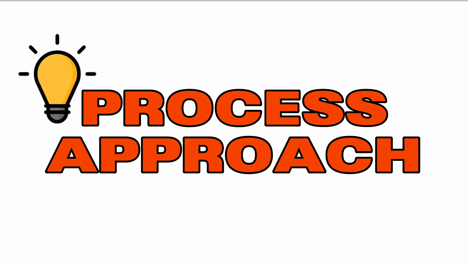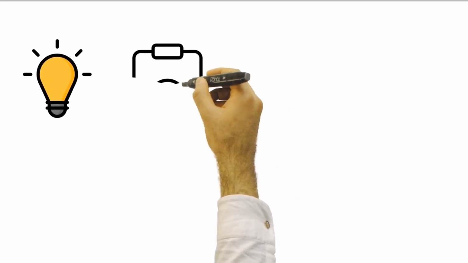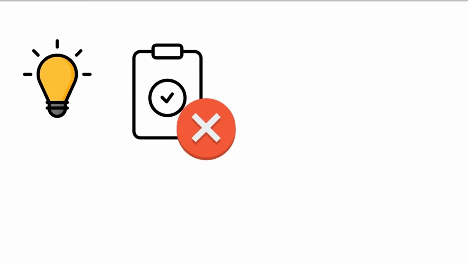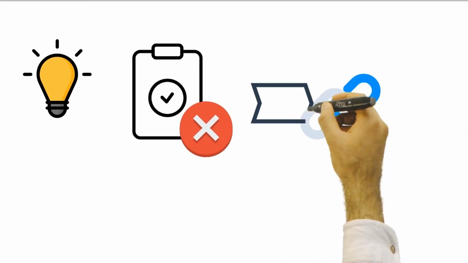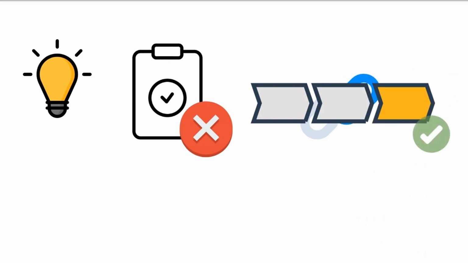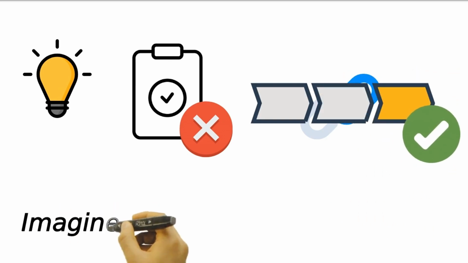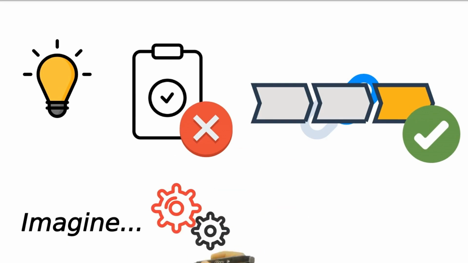One key concept is the process approach. Instead of just focusing on individual tasks, ISO 45001 encourages organizations to see their operations as interconnected processes. Imagine it like gears in a machine, working together smoothly to ensure a common goal: a safe and healthy work environment.